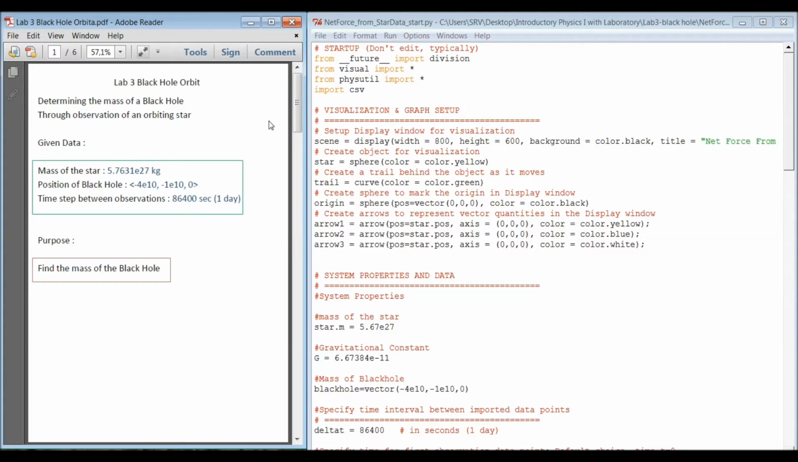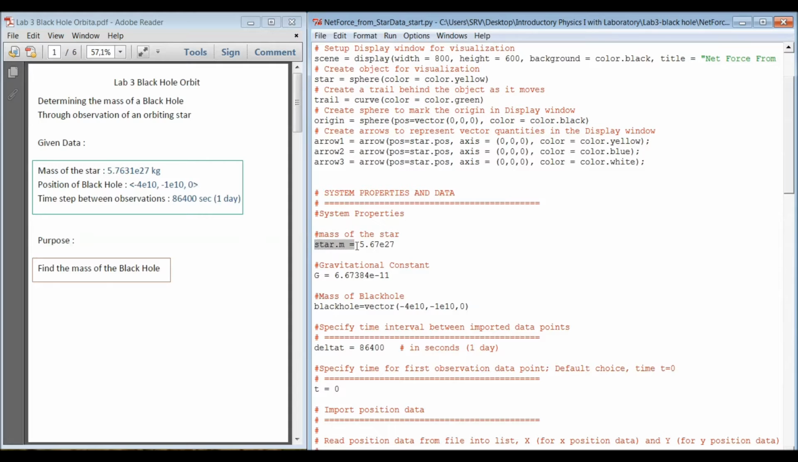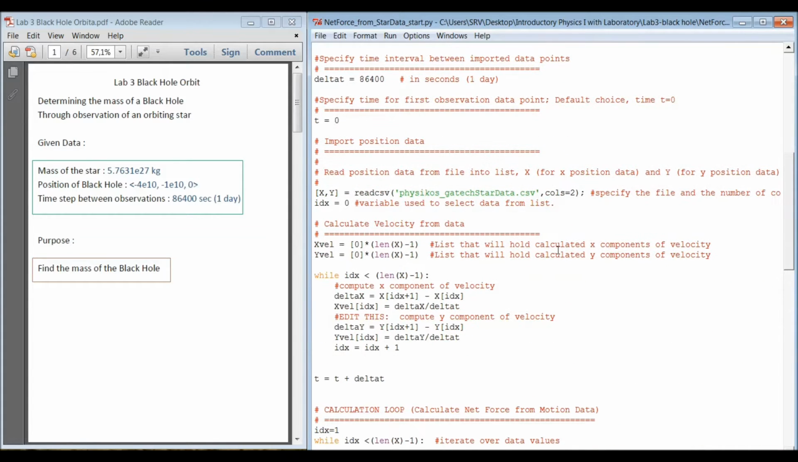My initial data given were the mass of the star, the position of the black hole, and the time step between observations. We can see them here: the mass of the star, the position of the black hole, and of course delta t. The positions of the star were taken from this file, which is saved on my computer.